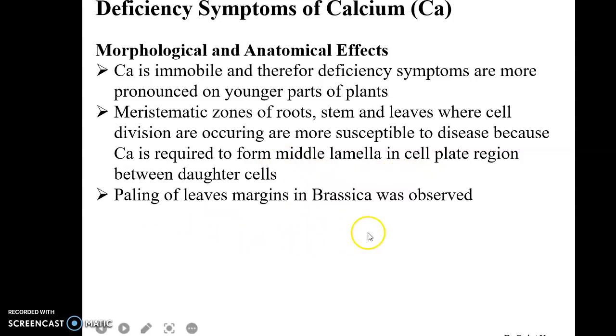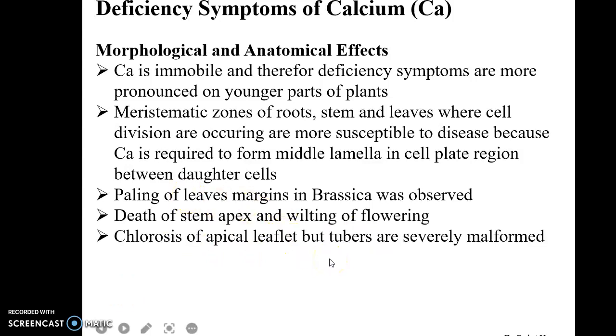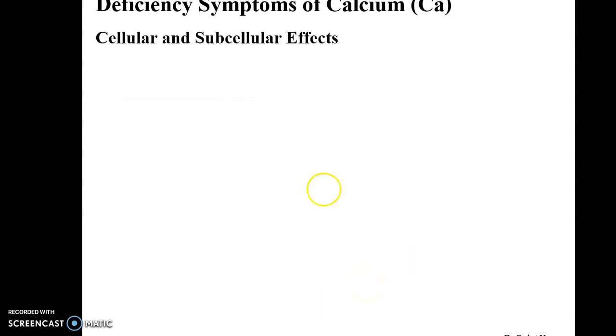Paling of leaf margins in brassica was observed in a study, and death of stem apex and wilting of flower was also observed during research, and chlorosis of apical leaflet, but tubers are severely malformed. Root nodulation is inhibited in the absence of calcium.